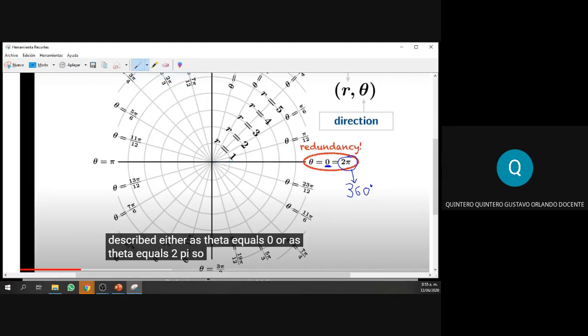An angle of elevation of 0 is the same as an angle of elevation of 360. And it makes sense. Look, if I elevate 360 degrees, exactly there, we came back to the same line. Did you see?